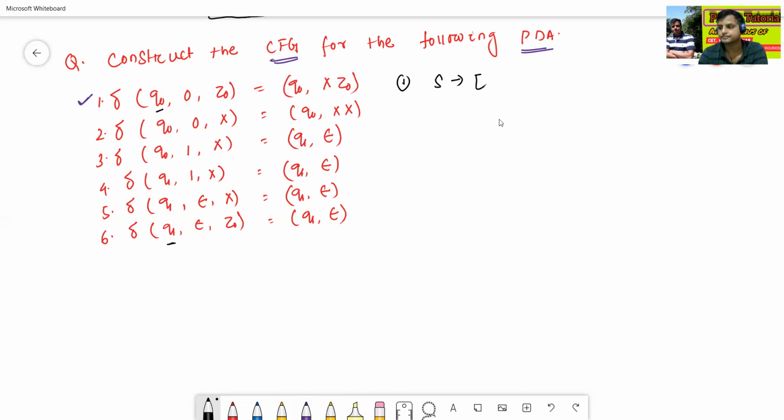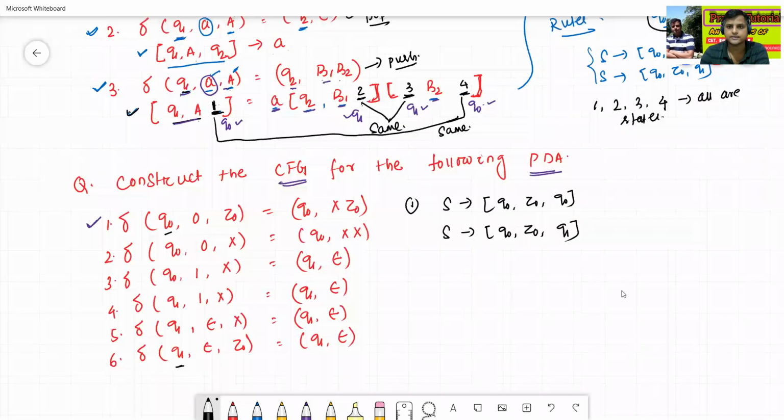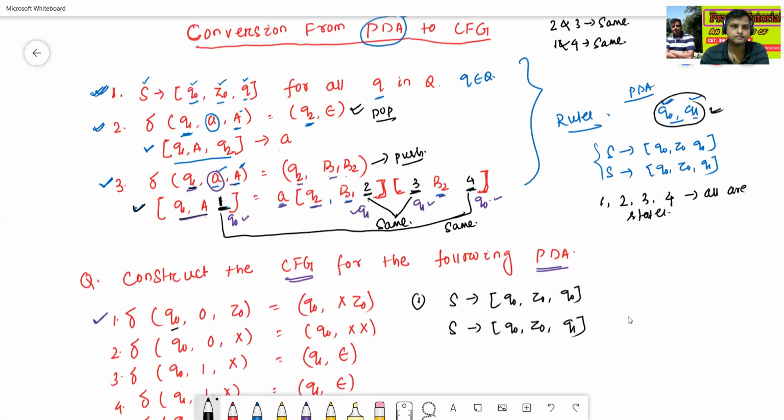S2 Q0 Z0, then Q0, then S2 Q0 Z0 Q1. Now we'll use the first rule. First rule means this one. See, this rule. S2 Q0 Z0 Q.